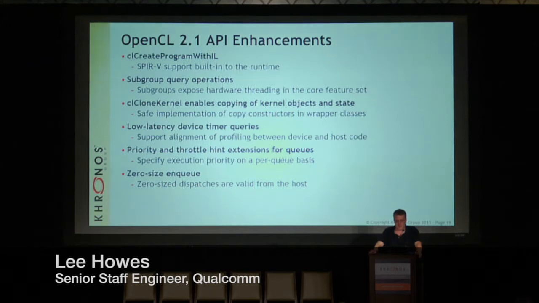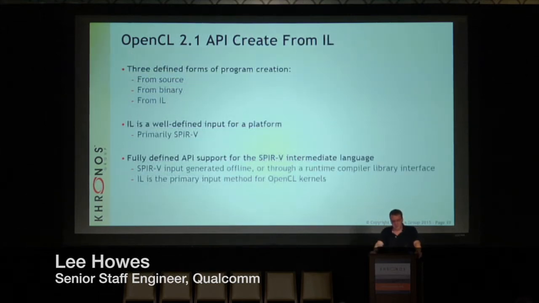And we've added support for priority and throttle hints as an extension. So I'll just go over these features briefly. So now we have three ways to create a program in OpenCL. We can create it from source, and this is kept mainly for backward compatibility.